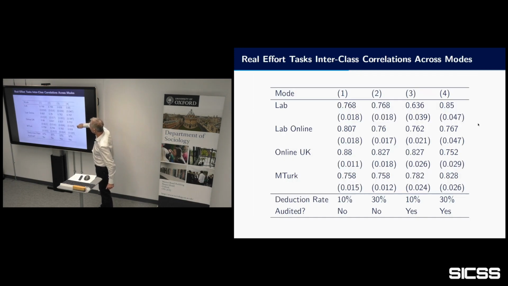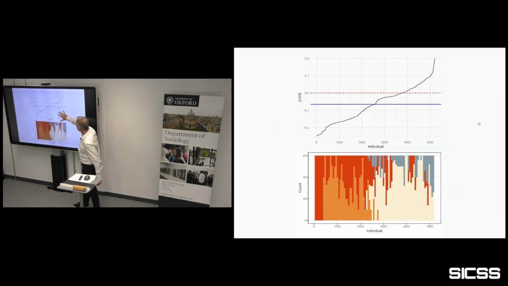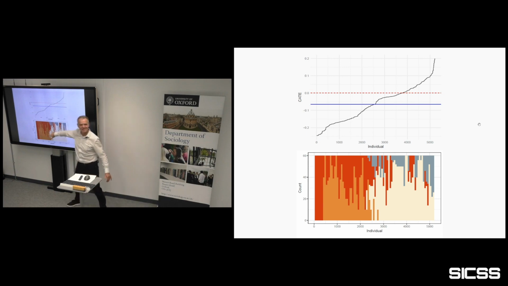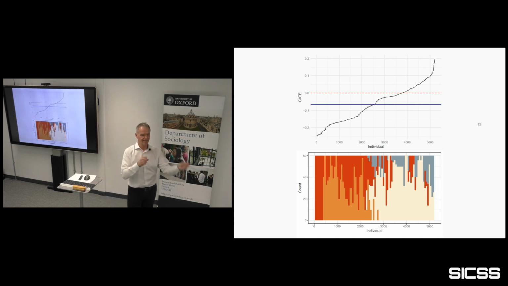The ultimate aim, in an ideal world, is that the conditional average treatment effects in these different modes that you estimate are all very close to this blue line, regardless of what the mode is. Or if they aren't, that there's no systematic pattern from one mode to the next.